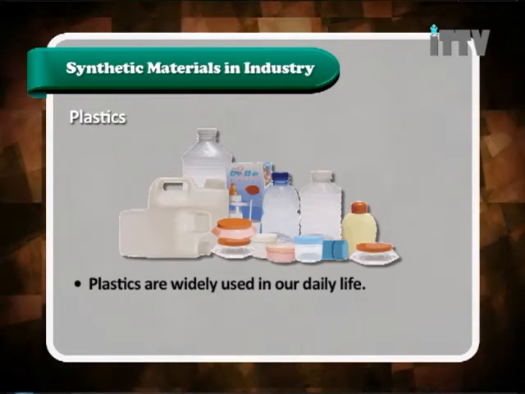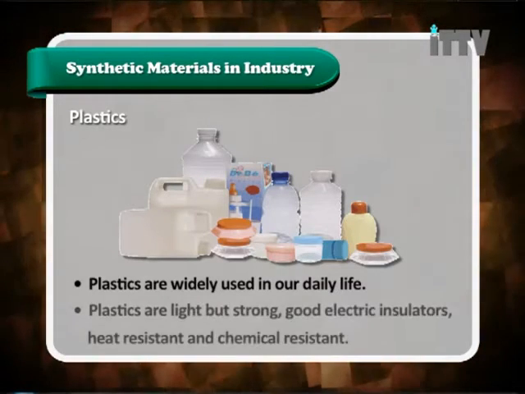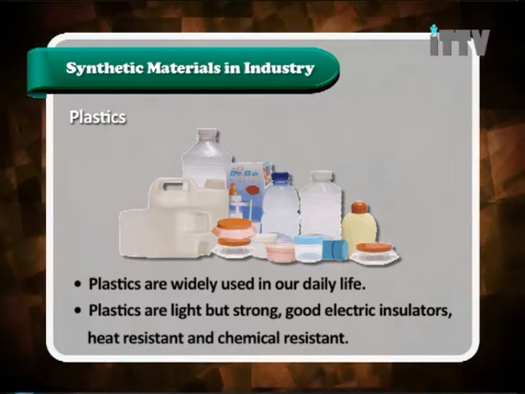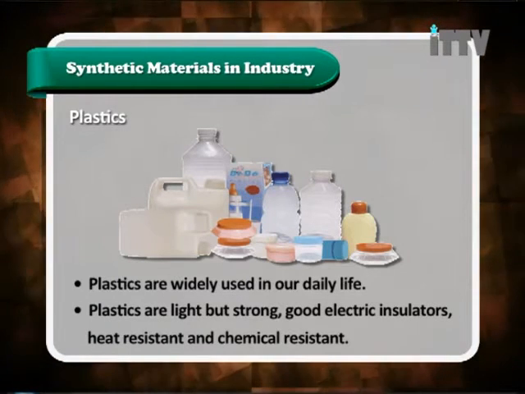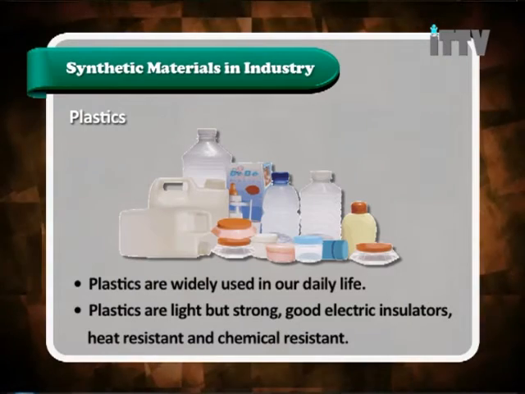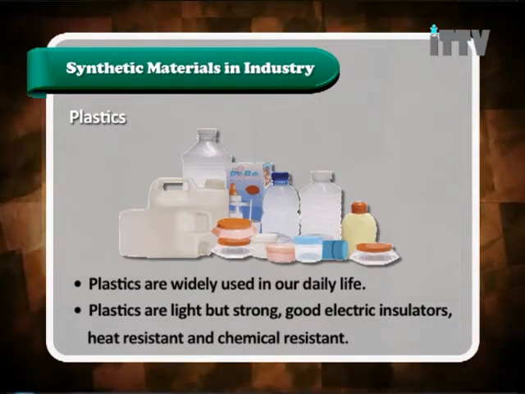Now let's look at plastic. Plastics are widely used in our daily life. Plastics are light but strong, good electric insulators, heat resistant, and chemical resistant. One good thing about plastic is that it is light and easily moved from one place to another. On top of that, it is heat resistant, is a good insulator, and doesn't react with any chemicals. These are the special characteristics of plastic.